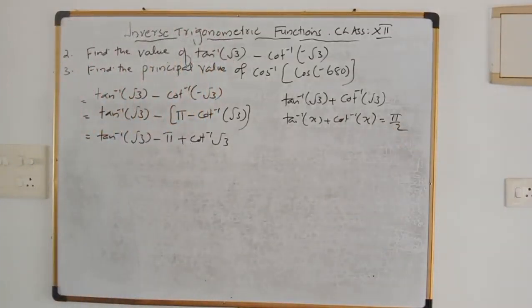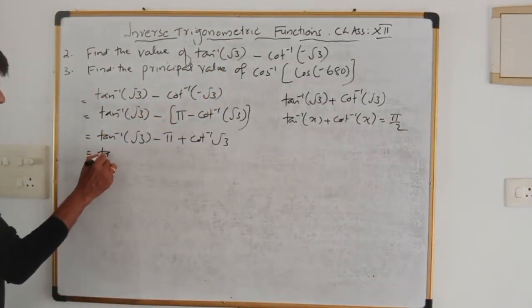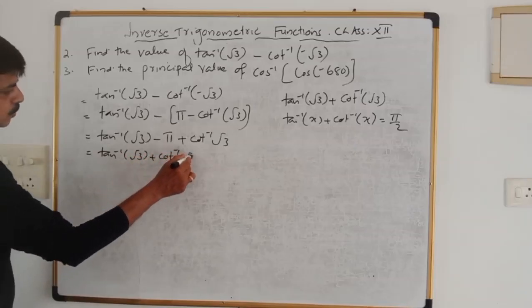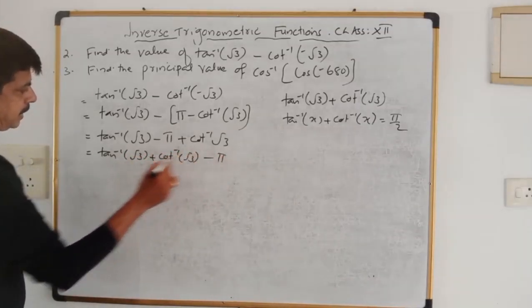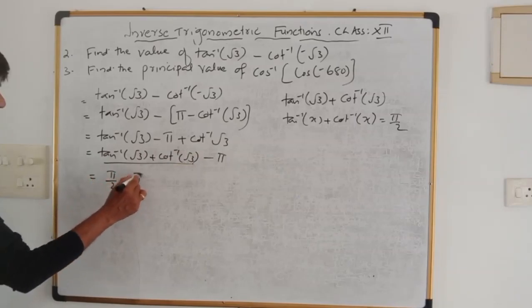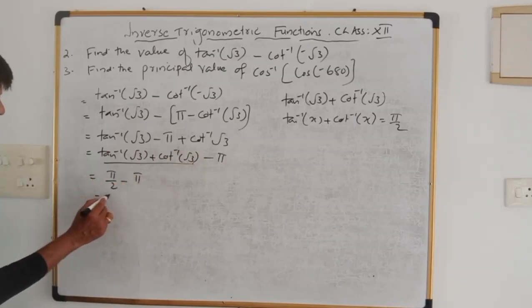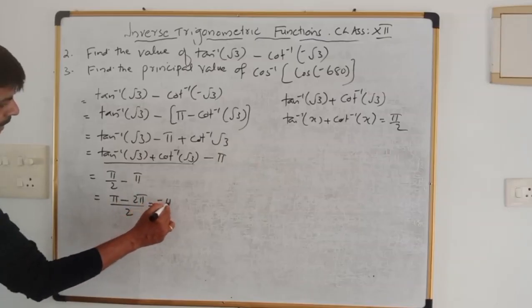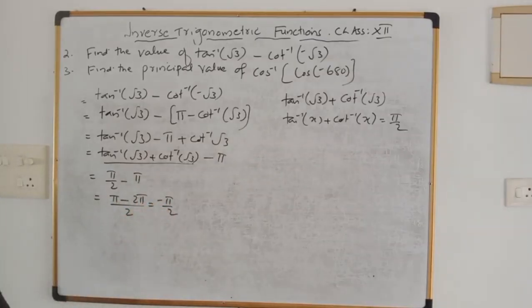So we substitute for this tan inverse root 3 plus cot inverse root 3 minus pi. So this becomes pi by 2. Pi by 2 minus pi. So when you simplify, what will you get? Pi minus 2 pi by negative 2. The answer is negative pi by 2.